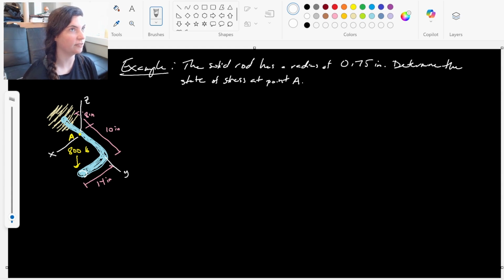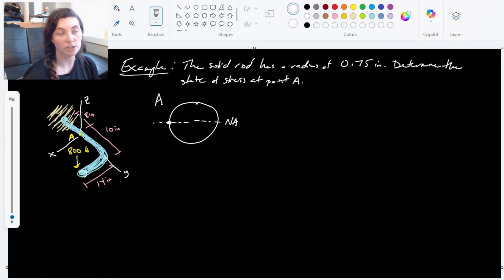All right, and we're back for one last example here with a solid rod with a radius of 0.75 inches. We want to determine the state of stress at point A. So if I kind of do a little cross-section zoom, enhance on our cross-section here, this point A is right at the outer edge of our rod here, but does go through the neutral axis here.